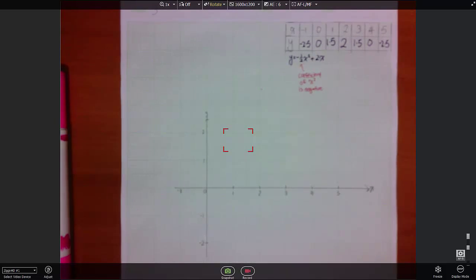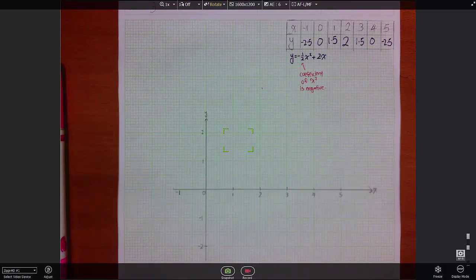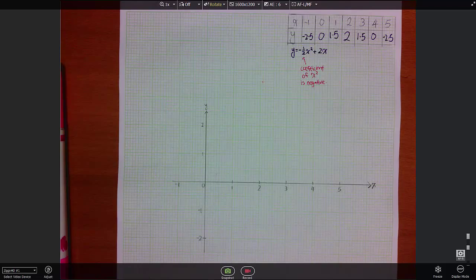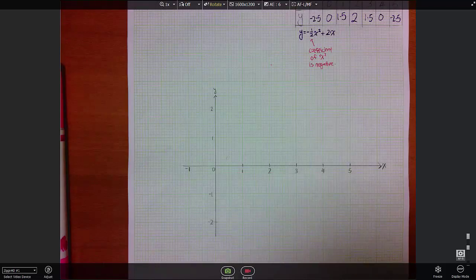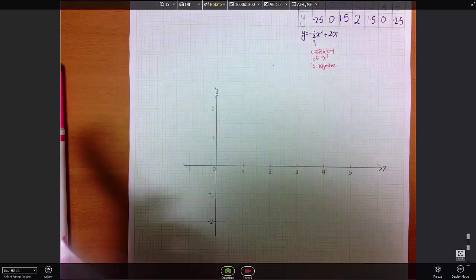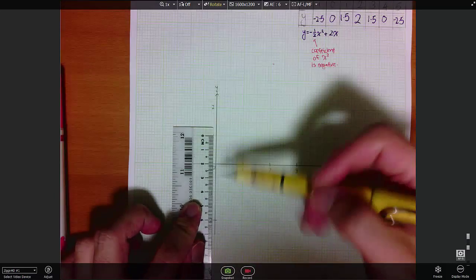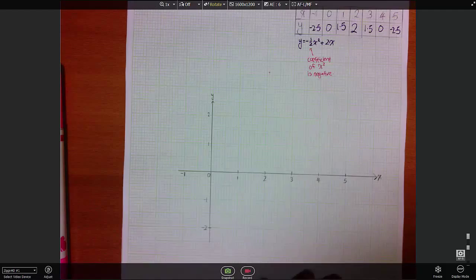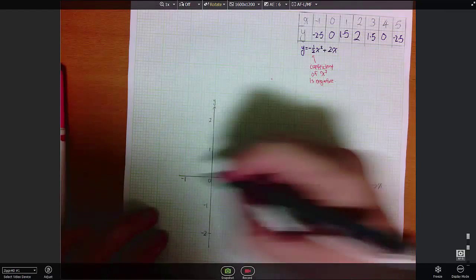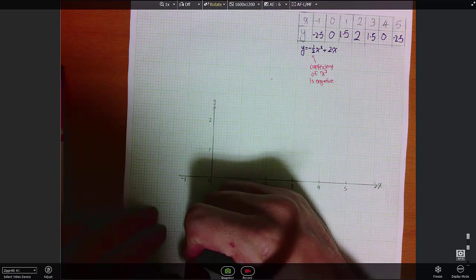Notice in this case, they already told us in the question that every 2 cm is 1 unit on both axes. So for the x-axis, 2 cm is 1 unit, and for the y-axis, 2 cm is 1 unit. Now we just quickly go and plot. Remember, all graph work in pencil. Negative 1, negative 2.5 is down here.